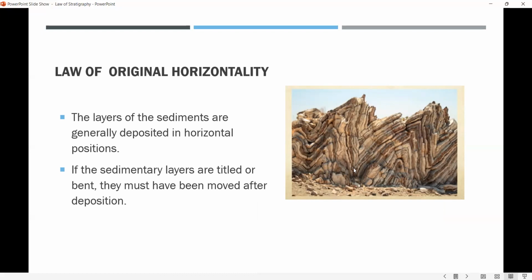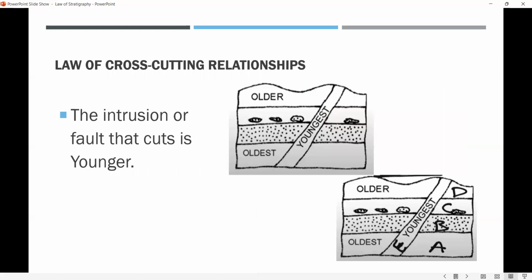Now, for example, this one says that the rocks are usually horizontal. Then they'll look like this. It's been tilted or folded layers. And this is the law of original horizontality. The third one is the law of cross-cutting relationships.